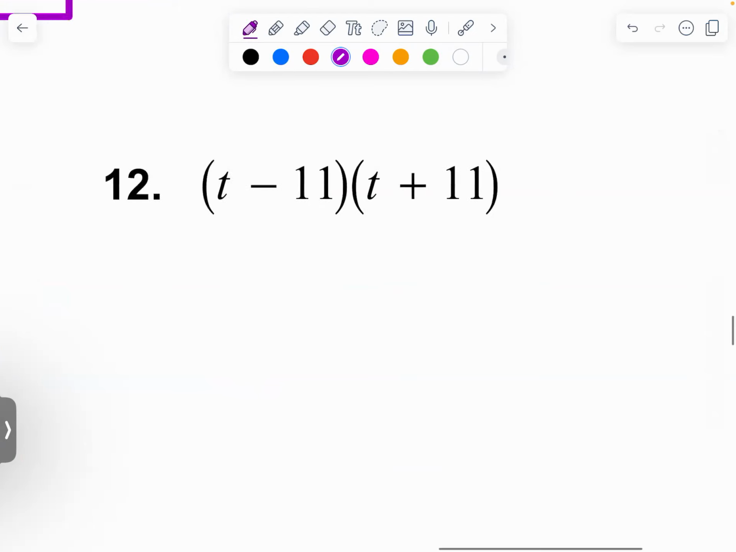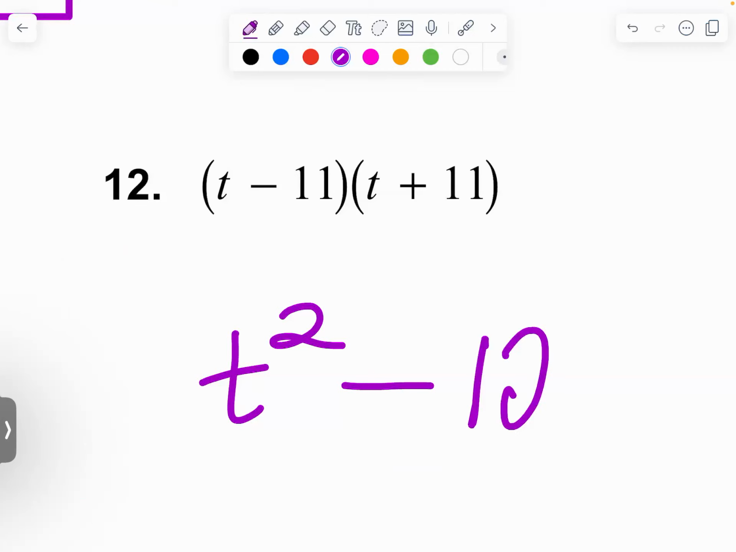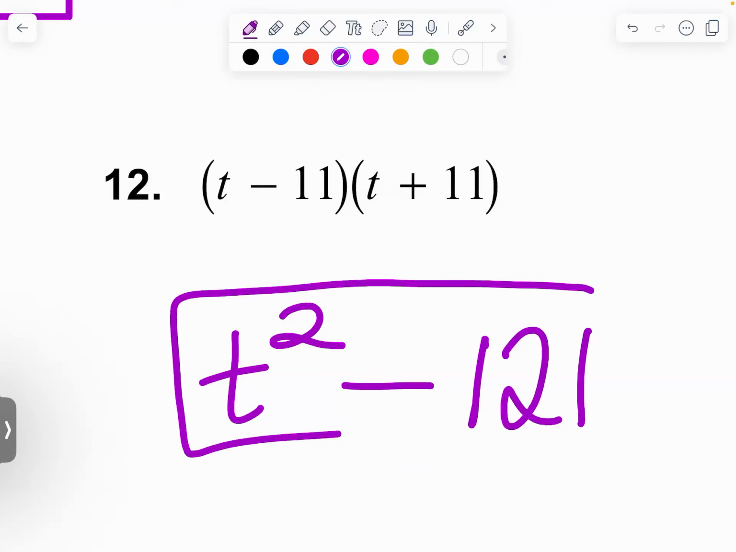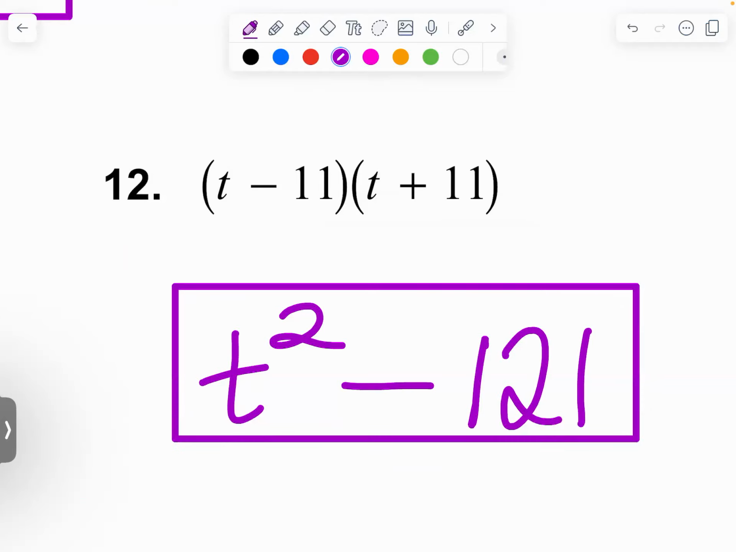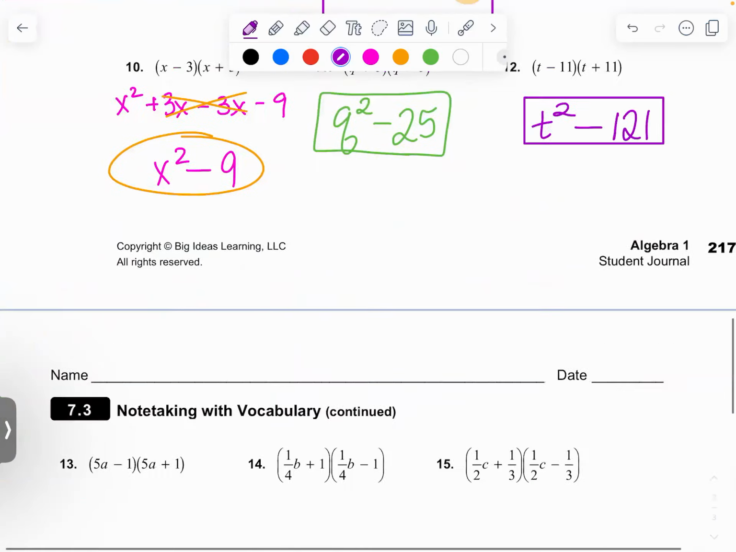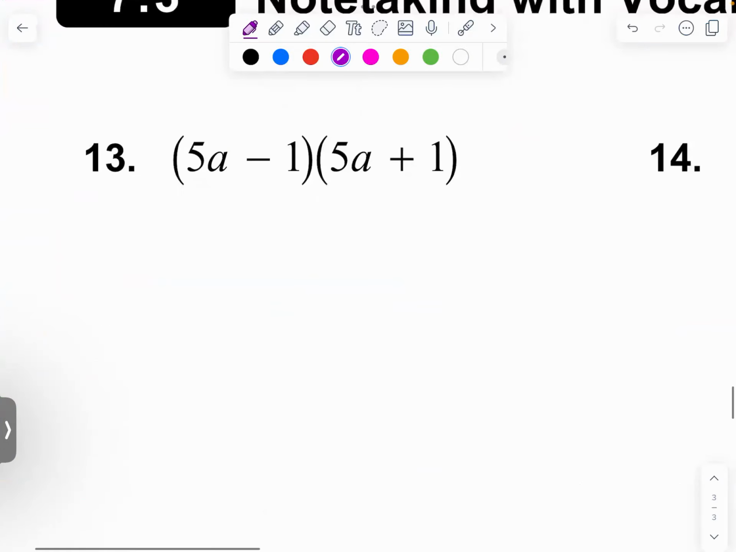T squared. Is that right? Yes. T squared minus, I'm thinking. It's like 12, that's fine. Let's think here. 121. Turn the page. I was looking at number 13.